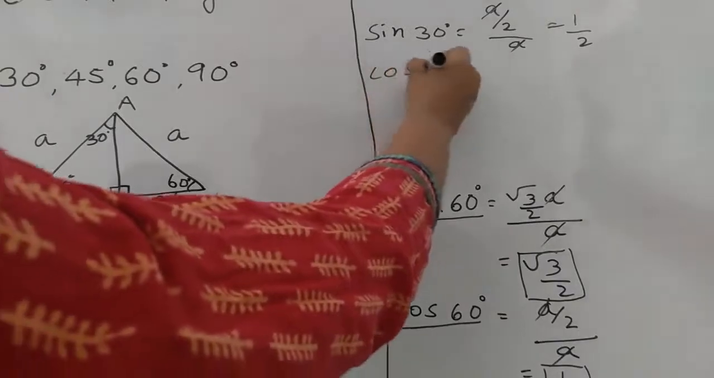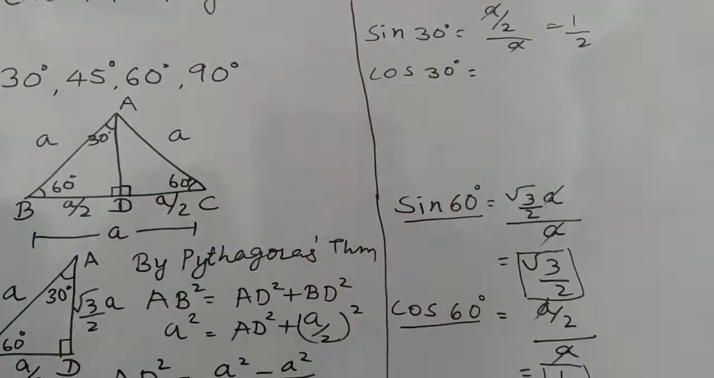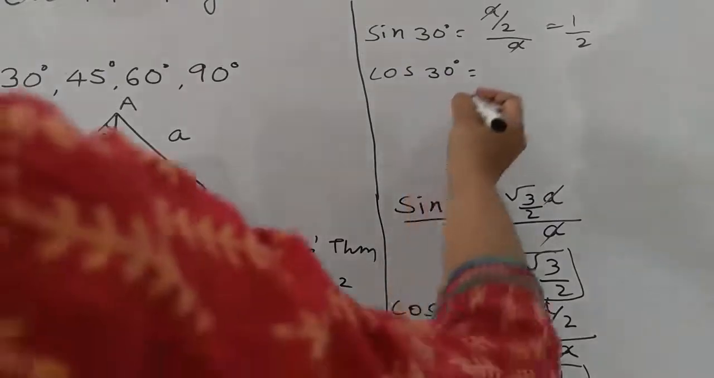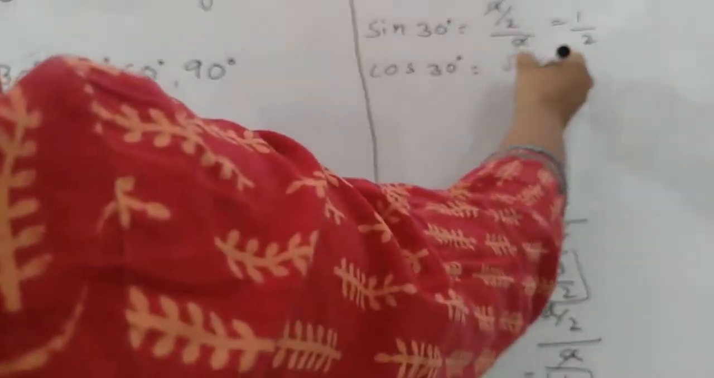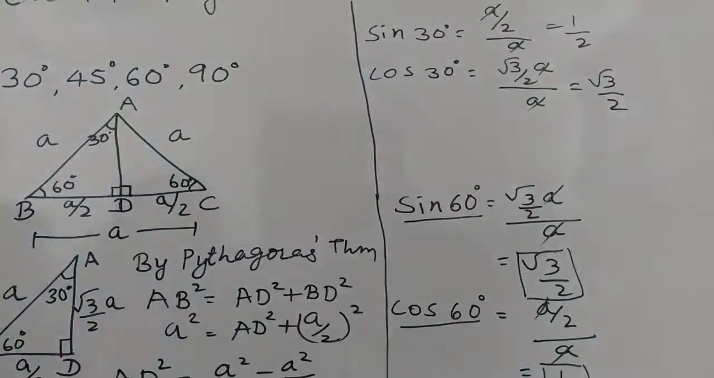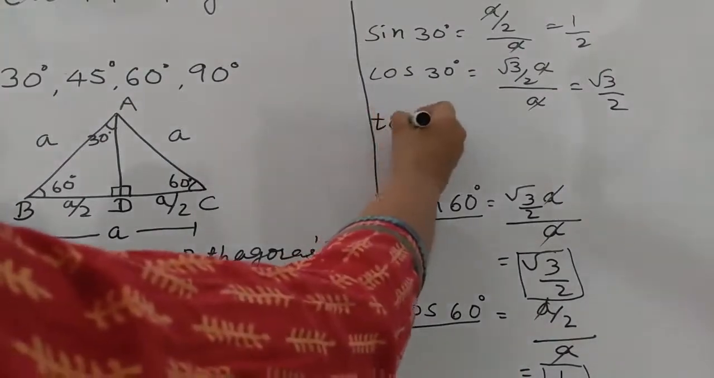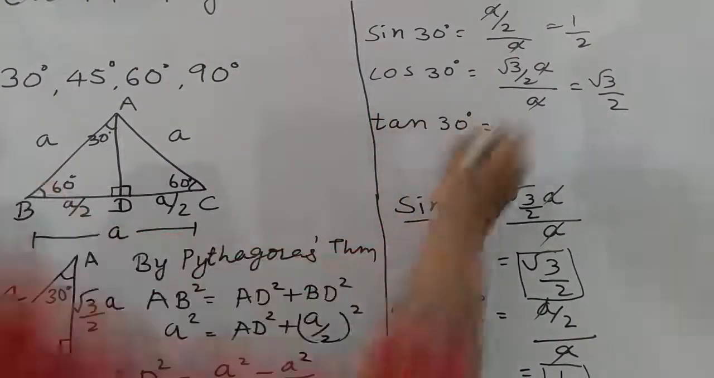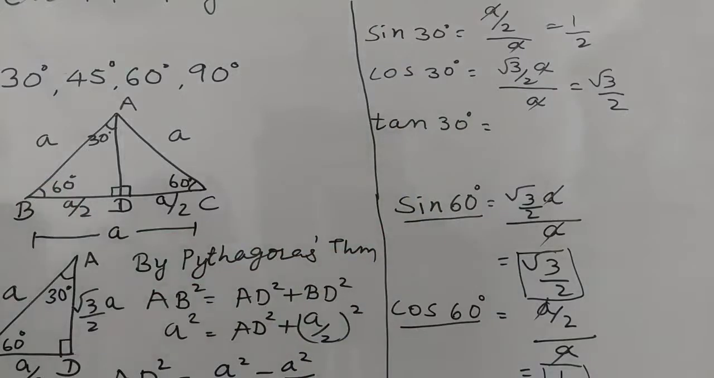Then cos 30 degree. Cos means adjacent upon hypotenuse. So the adjacent to 30 degree is root 3 by 2 A upon A, that is the hypotenuse. So we get cos 30 as root 3 by 2, and tan 30 is equal to, tan means opposite upon adjacent.